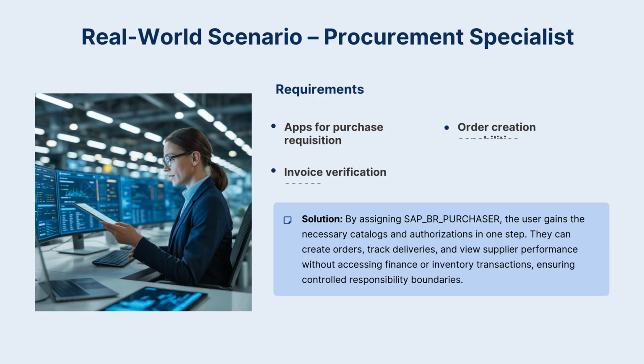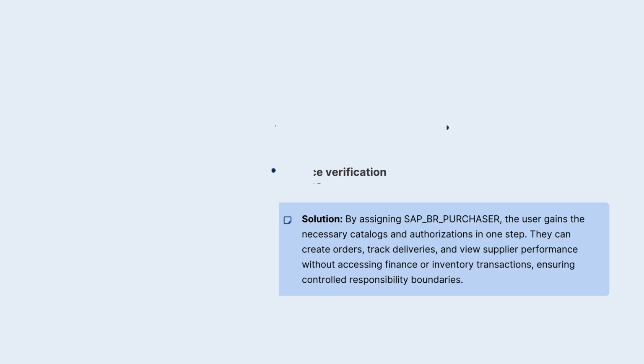The user can create purchase orders, monitor deliveries, and analyze supplier performance, but cannot perform finance or inventory postings. This structure upholds accountability and simplifies process governance across departments.